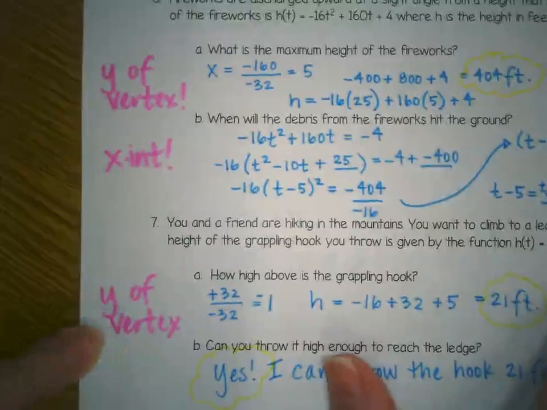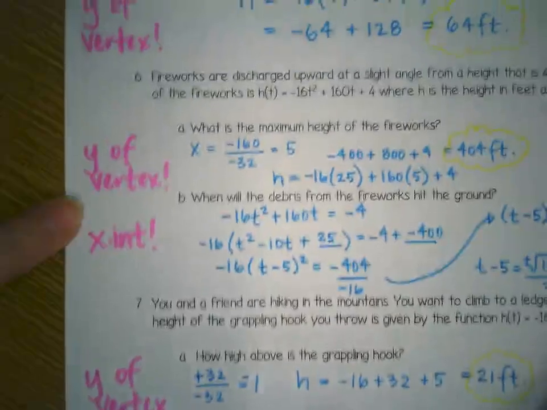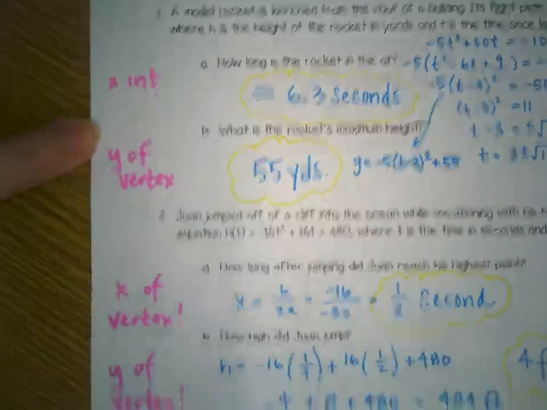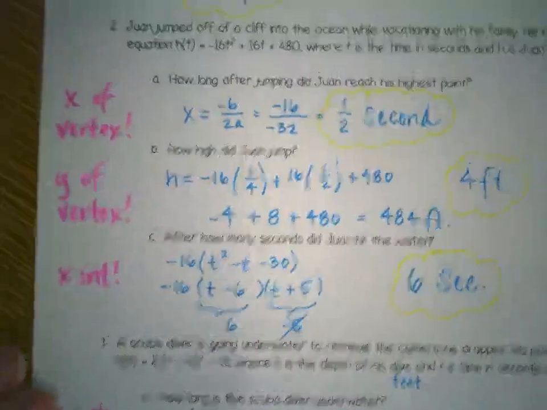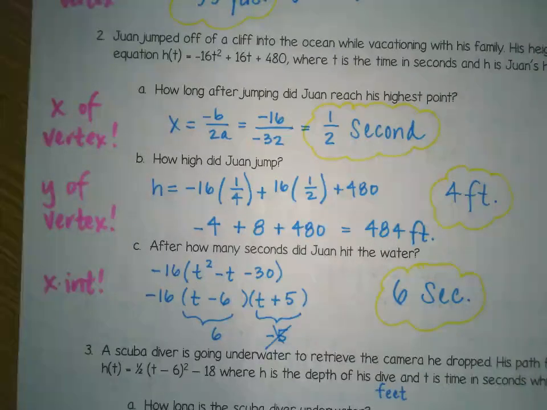All right, so in summary, I just want to point out that on every single one of these problems, we were either finding the vertex or the x-intercepts. Same thing on the front. We were always doing the vertex or the x-intercepts. So keep in mind that if you are looking for the highest or the lowest, you need the vertex, and you know how to find the vertex. You could do negative b over 2a.